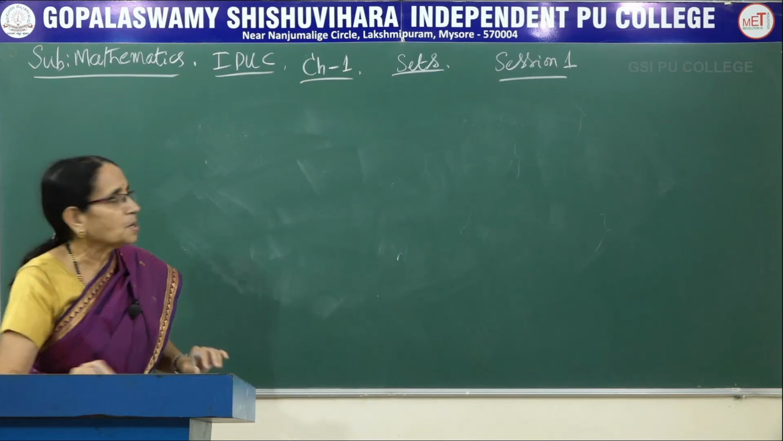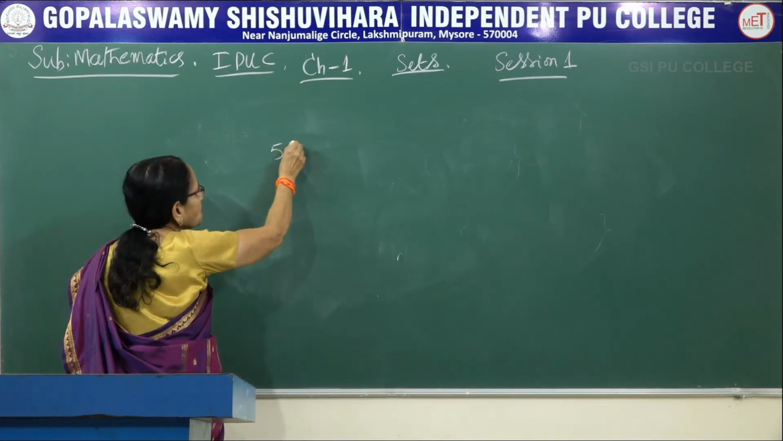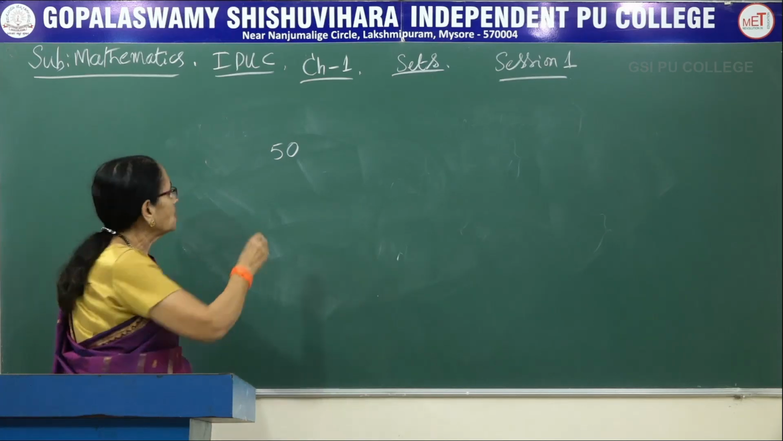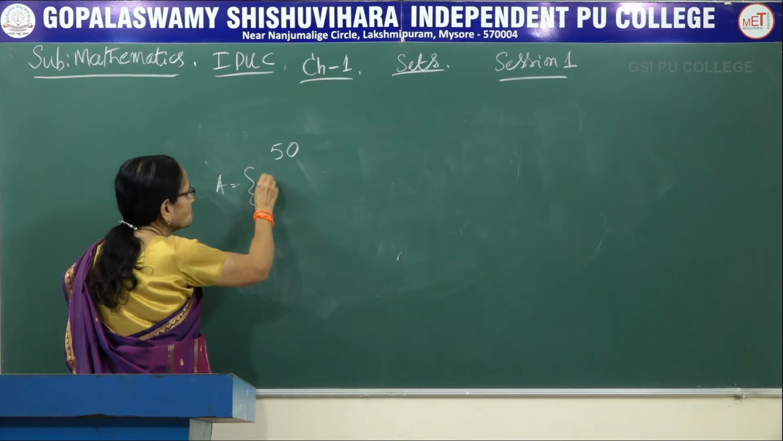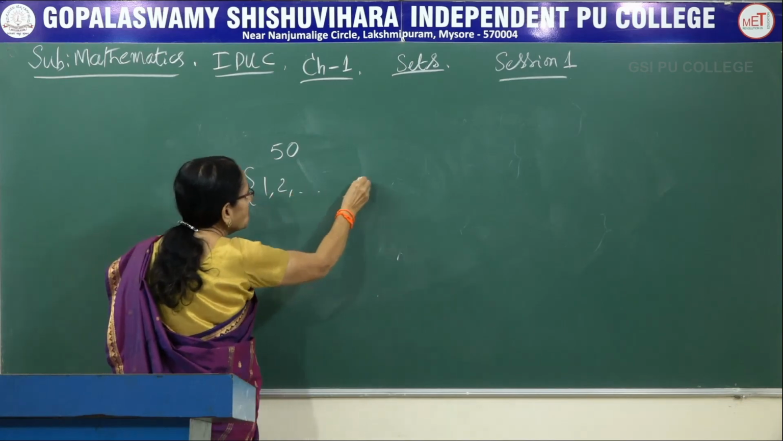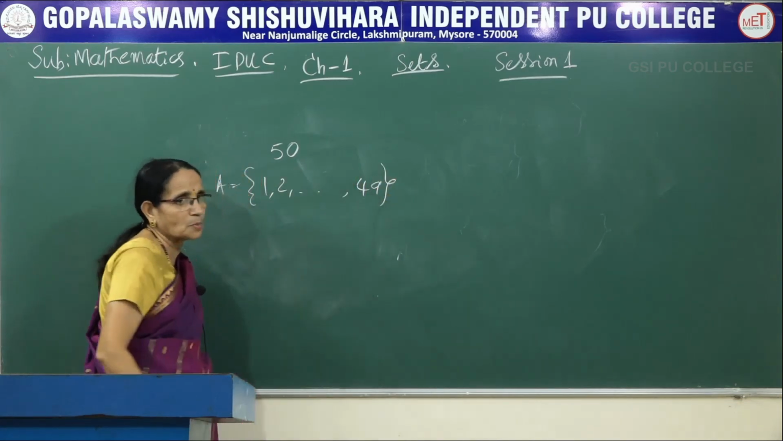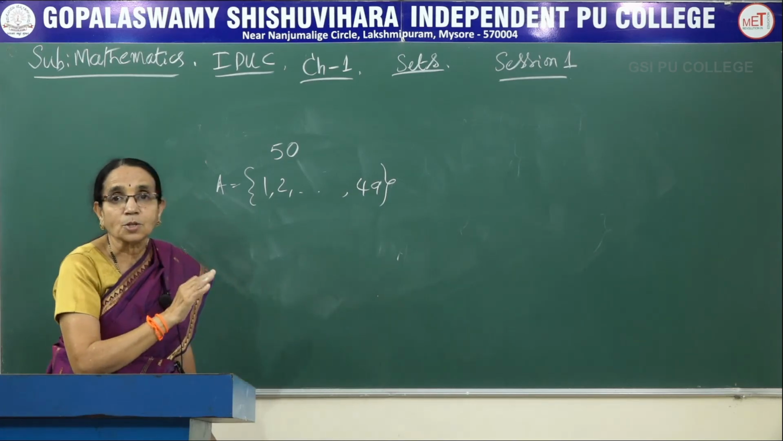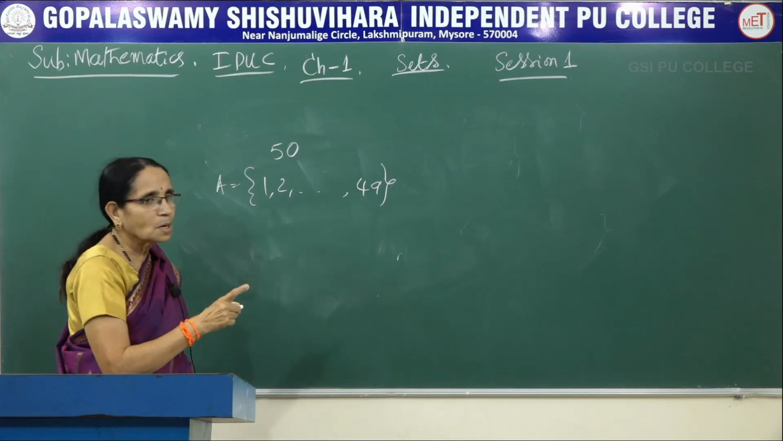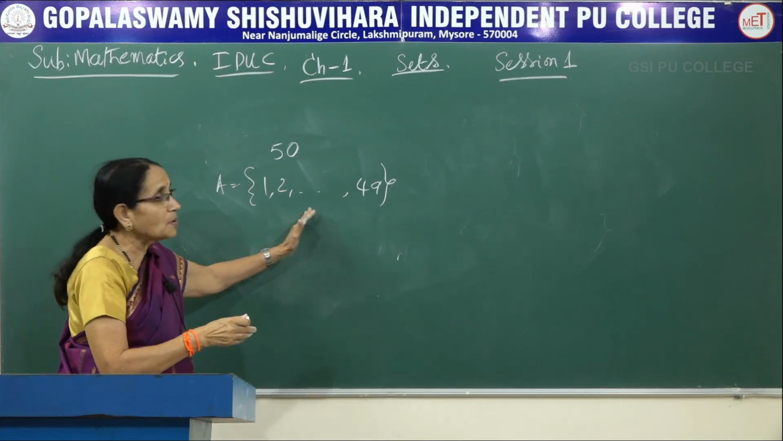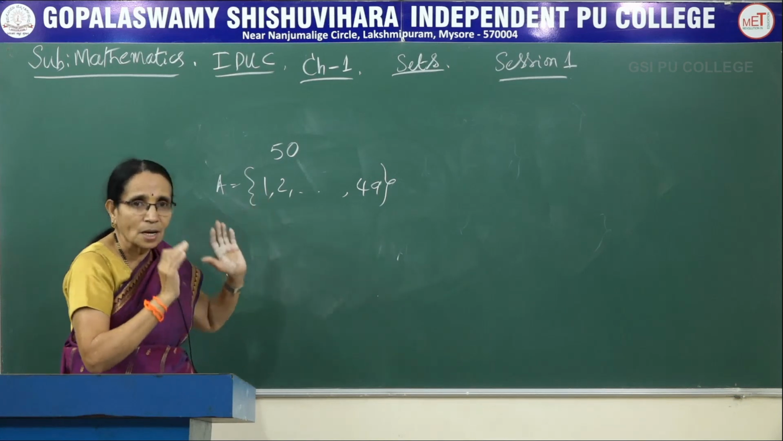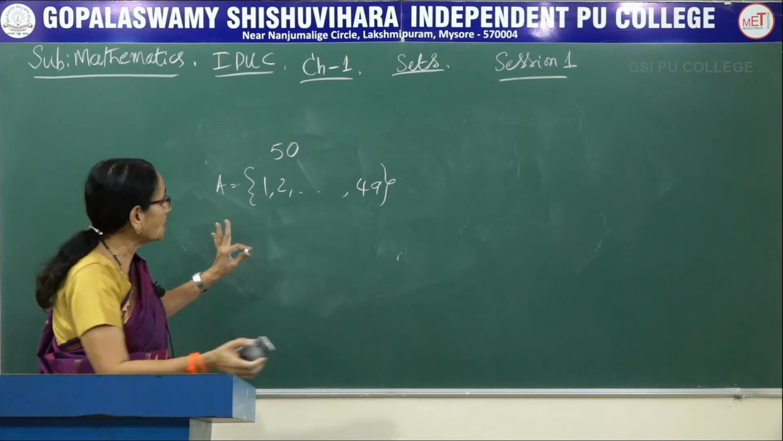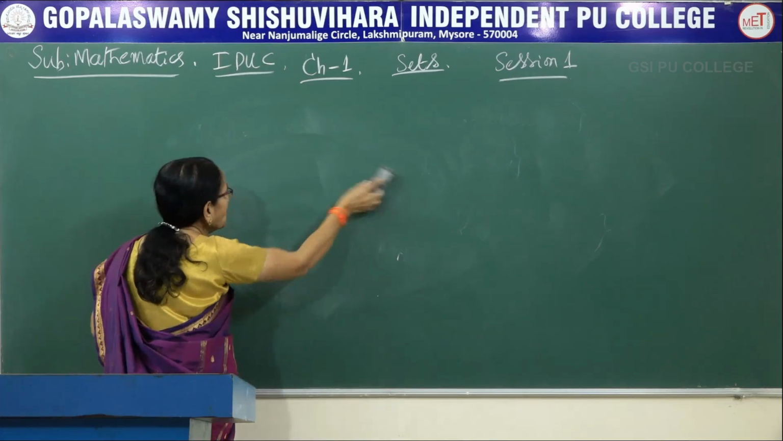Next, suppose I take the number 50. The collection of natural numbers less than 50. What can you write for that? It starts with 1, 2, etc., up to 49. Strictly less than 50, I am saying. We can call it a set because all of them are natural numbers. We don't have any other number here. All of them are natural numbers only. Therefore, we can call it a set. So it is a collection which can be considered as a set.